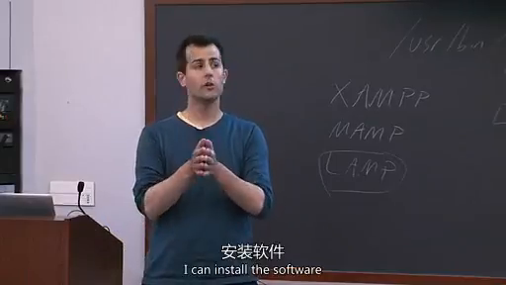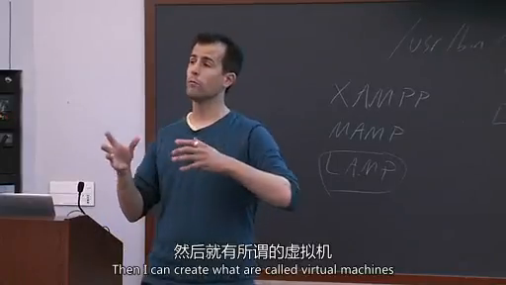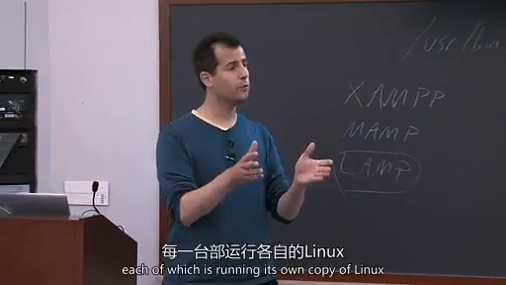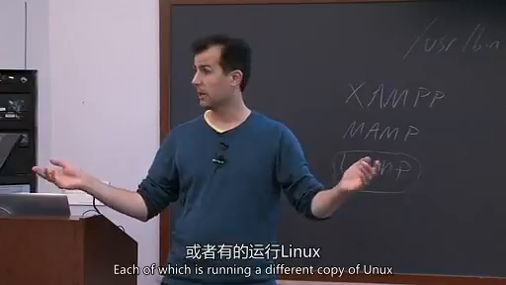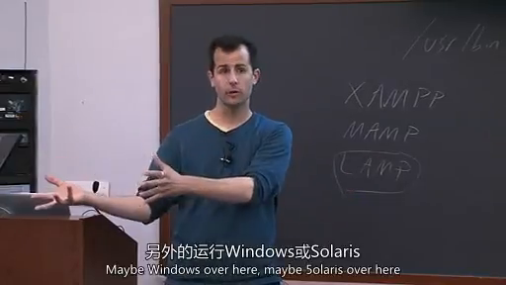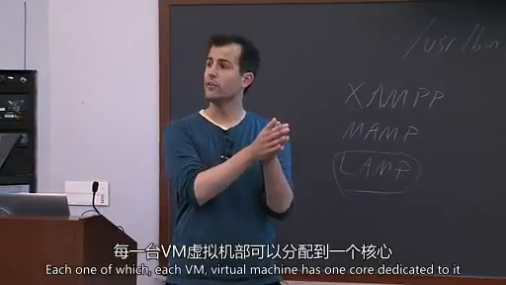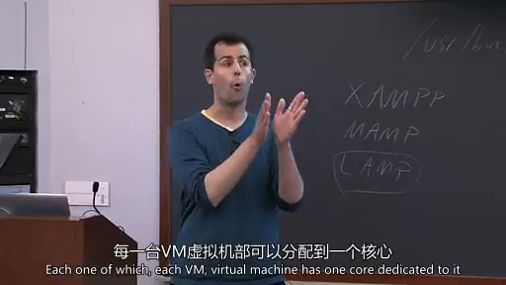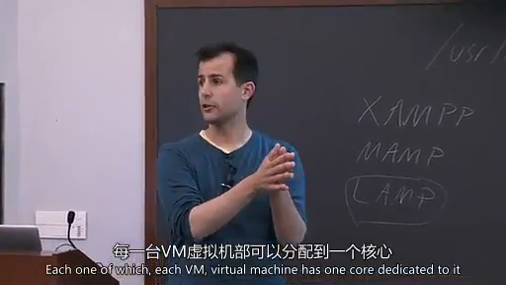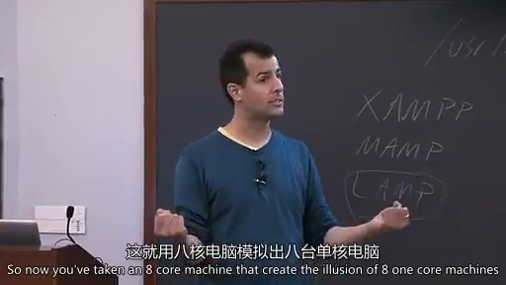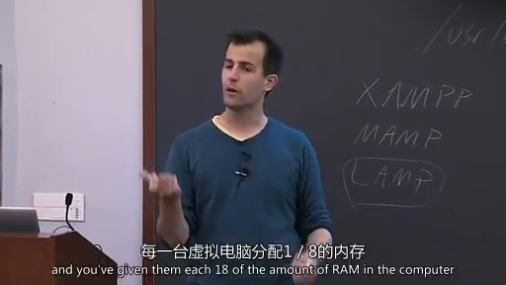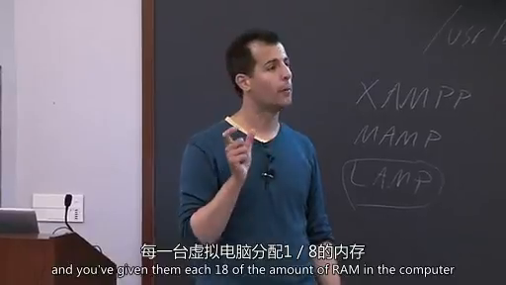I can install this software, then I can create what are called virtual machines, each of which is running its own copy of Linux, each of which is running a different copy of Linux, maybe Windows over here, maybe Solaris over here, each one of which, each VM, virtual machine, has 1 core dedicated to it. So now you've taken an 8-core machine and created the illusion of 8 1-core machines, and you've given them each 1/nth of the amount of RAM in the computer.